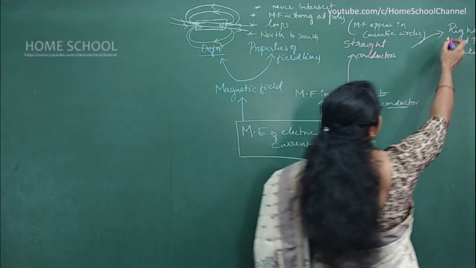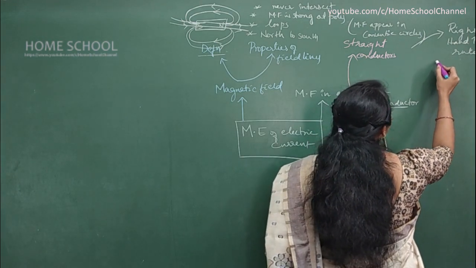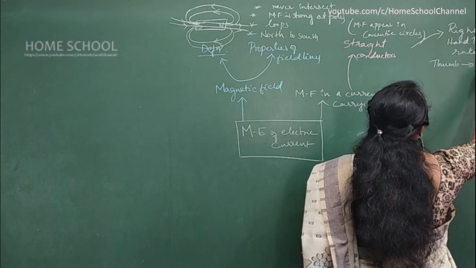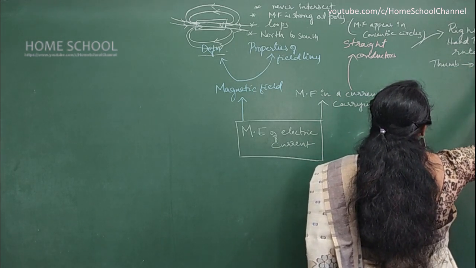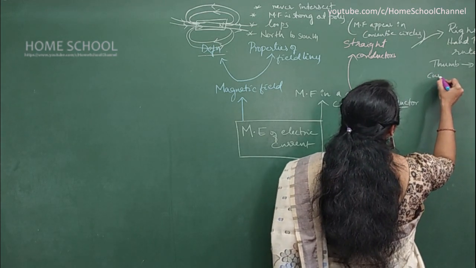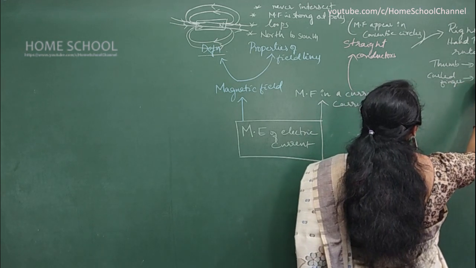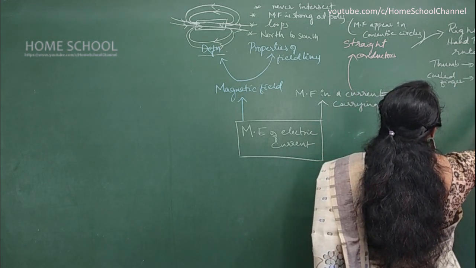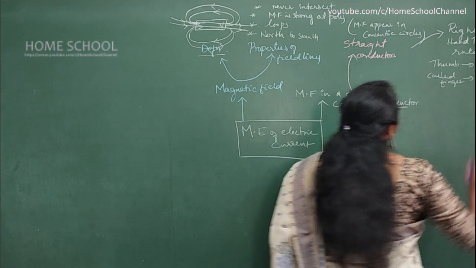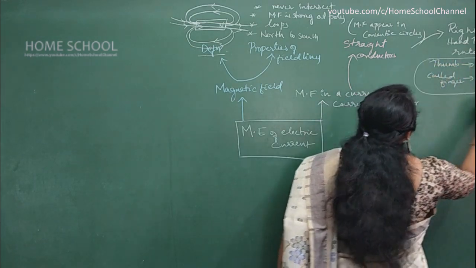So what is the definition of the right hand thumb rule? I can write it here. If the thumb indicates the direction of current, that is I, then the curled fingers tell you the direction of the magnetic field. I'm writing the definition in a shortcut way, so just try to understand.